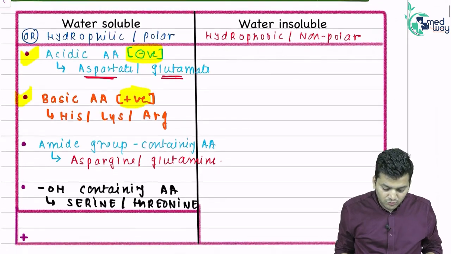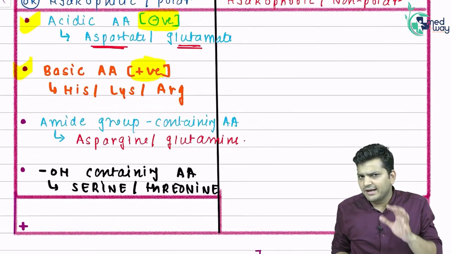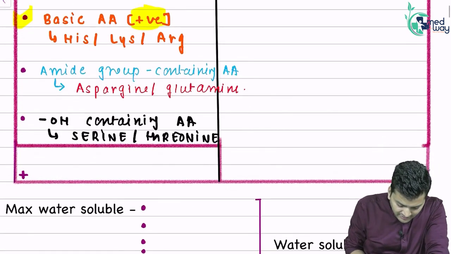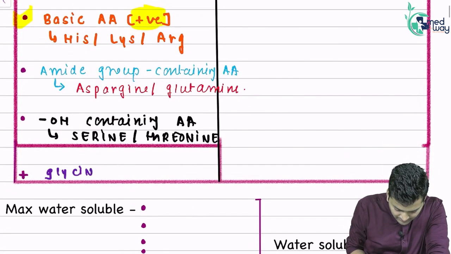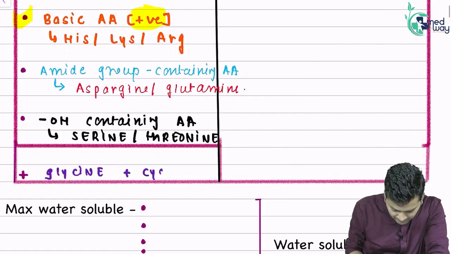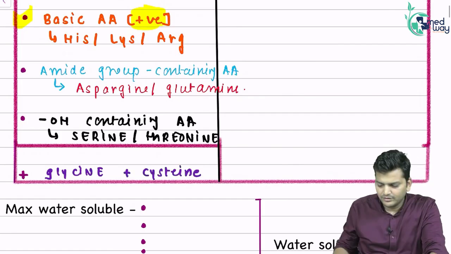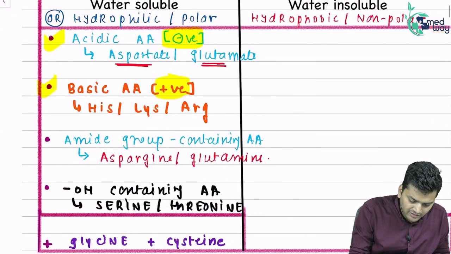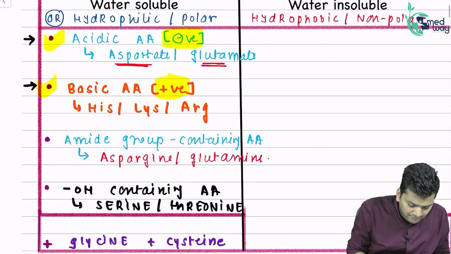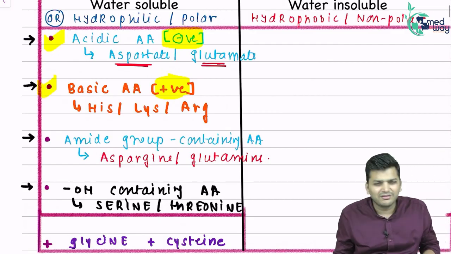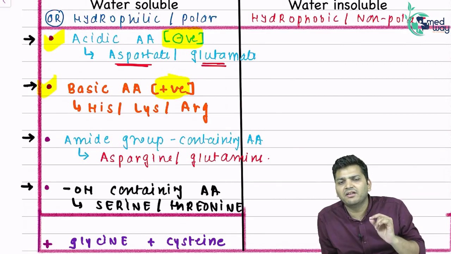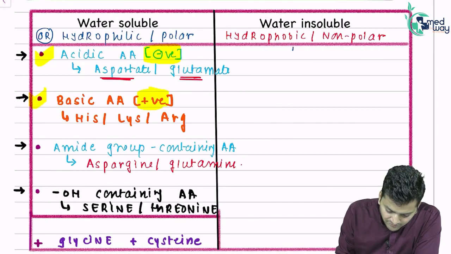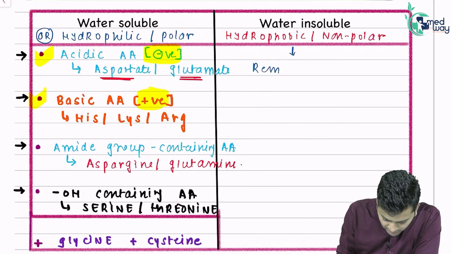Apart from that, there are two more amino acids. Their entire category is not water soluble, but they themselves are water soluble, and that is glycine and cysteine. So there are four categories which are water soluble: acid, base, amide, alcohol, and apart from that, glycine and cysteine. These are the amino acids which are water soluble. All the remaining ones are water insoluble.